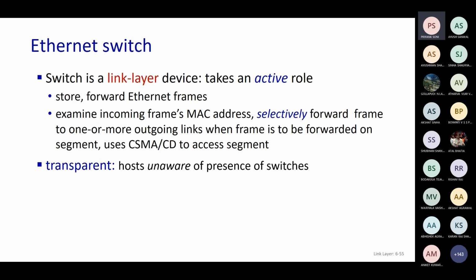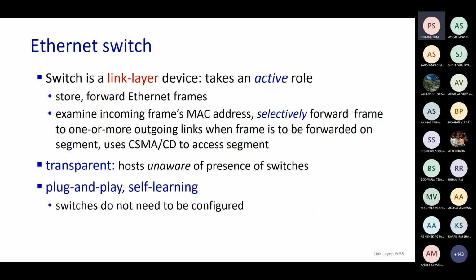It is said to be transparent because the host is unaware of the presence of switches. The host does not know that there is a switch present between the host and the destination, and it is known as a plug and play kind of device. So you do not need to configure the switch. You simply attach the switch to your interface, have a connected outgoing interface, and then correspondingly the frame will be forwarded.